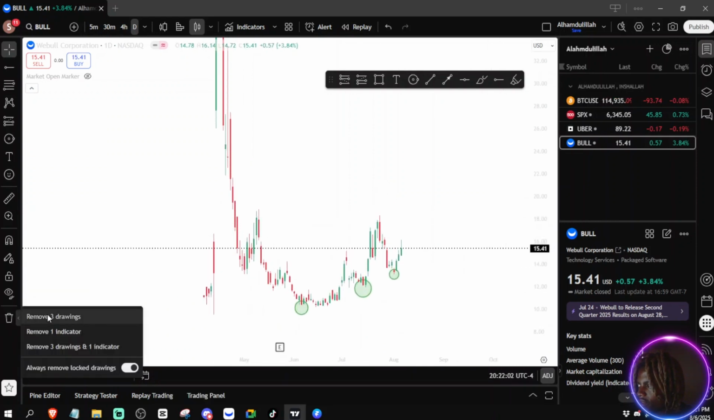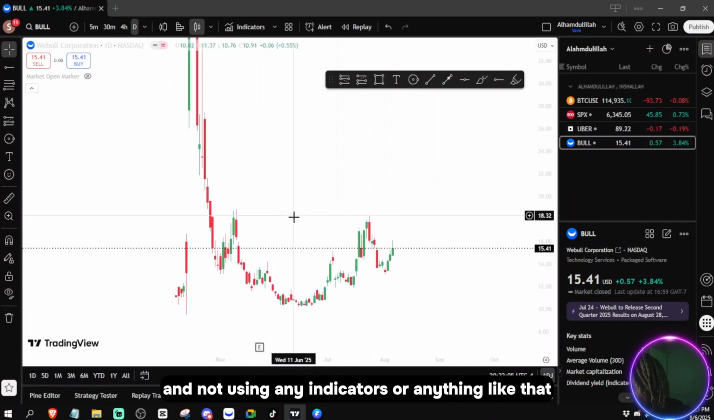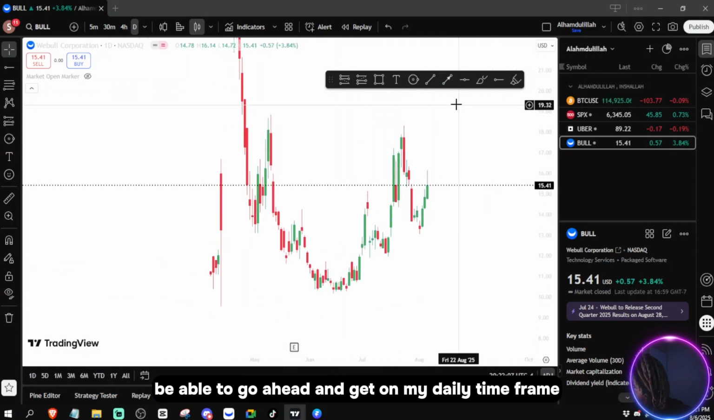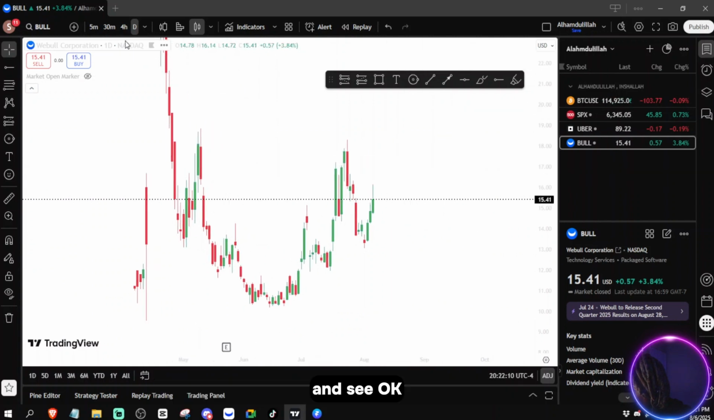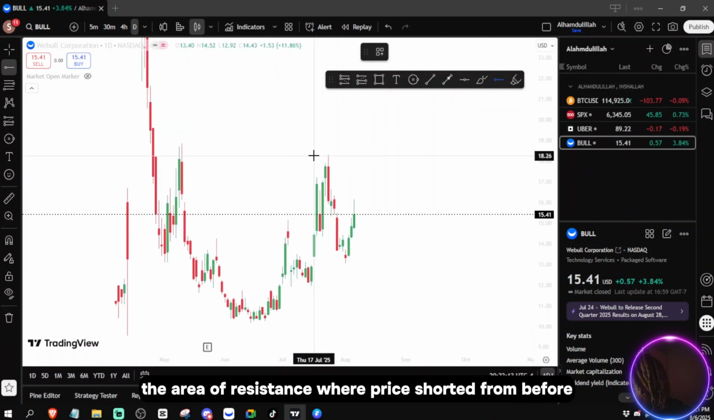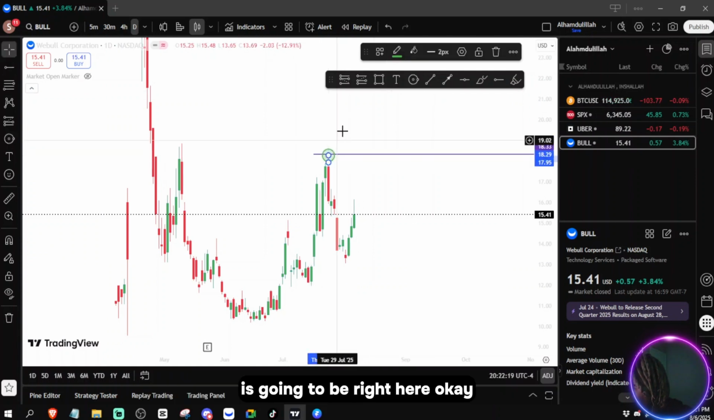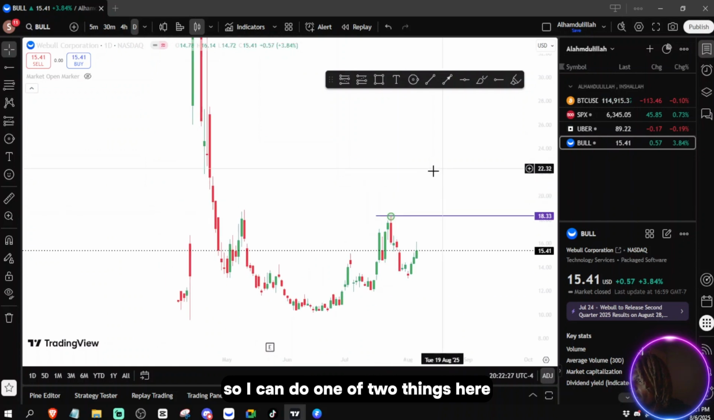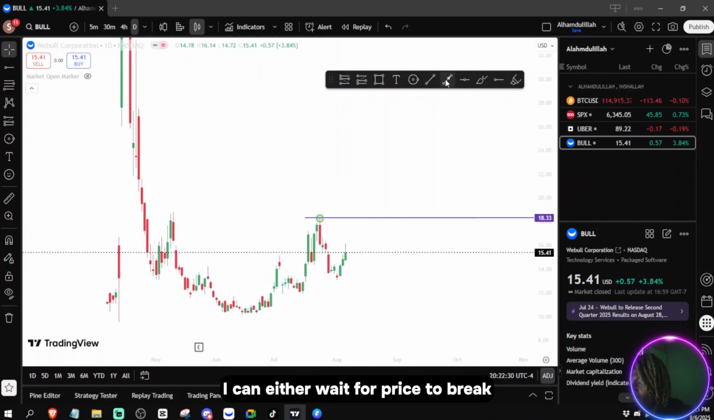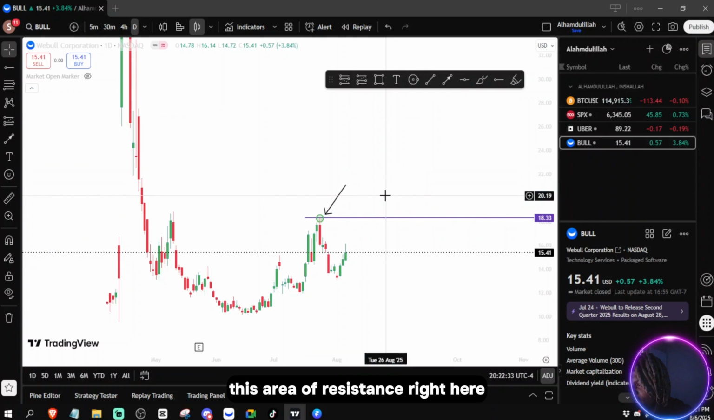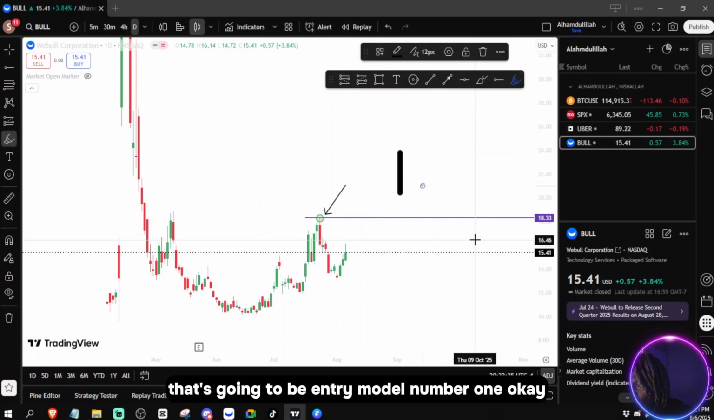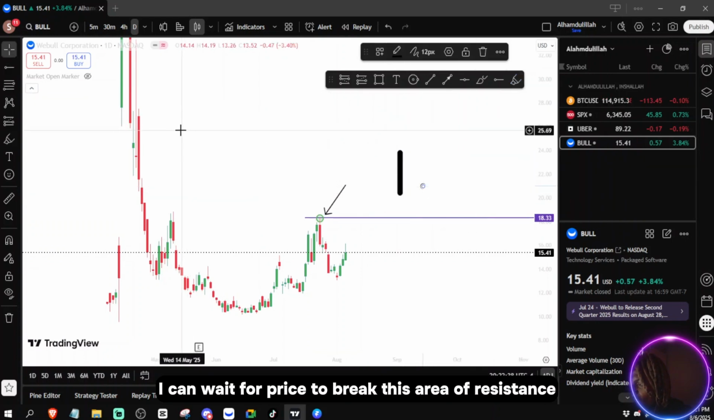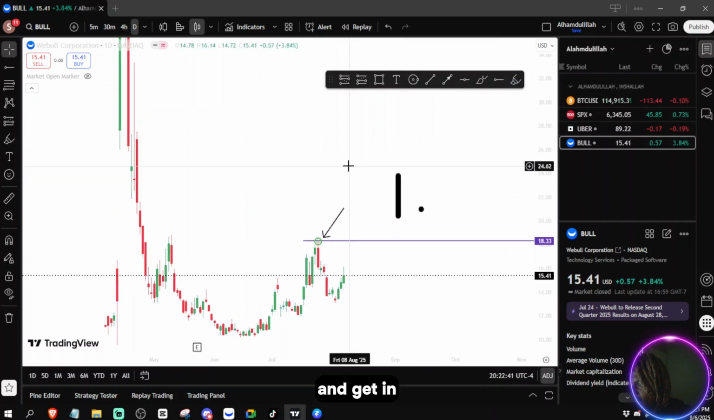After this, and not using any indicators or anything like that, no distractions, I'm going to be able to go ahead and get on my daily time frame and see, okay, the area of resistance where price shorted from before is going to be right here. So I can see price clearly wants to get to this area right here of resistance. Okay, so I can do one of two things here. I can either wait for price to break this area of resistance right here. That's going to be entry model number one. I can wait for price to break this area of resistance and get in.